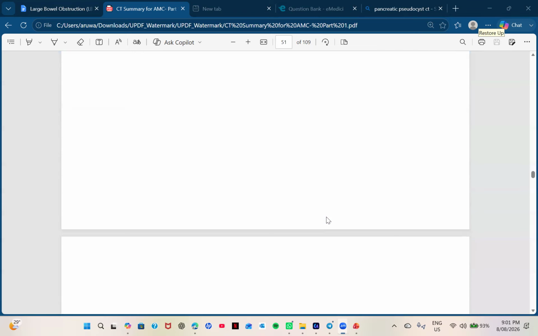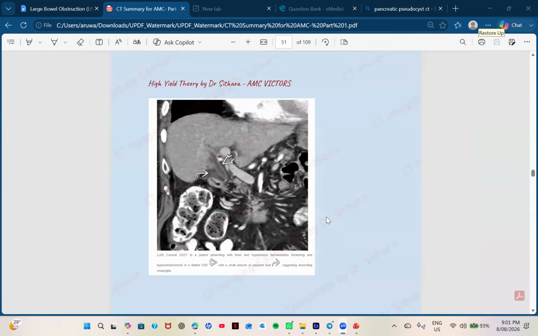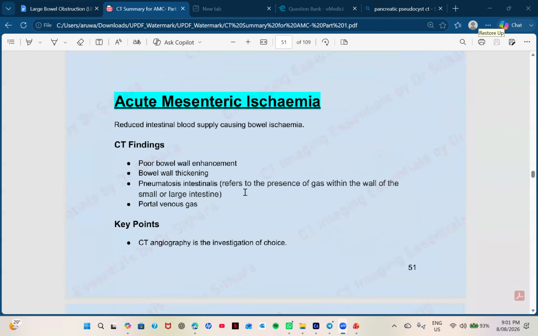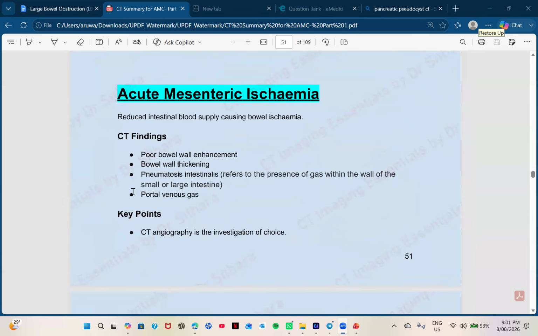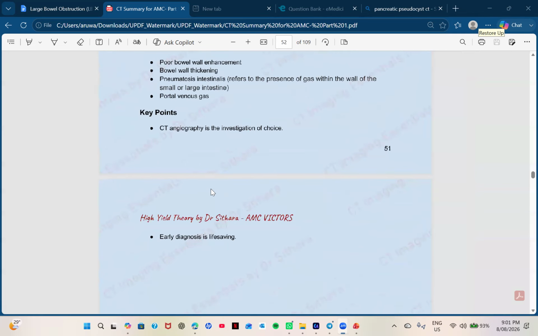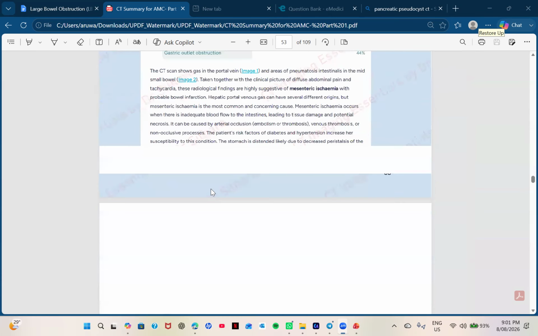So here, what are the features that you can see? I think there are 3 to 5 questions in the e-medicine. Do it, okay? Poor bowel wall enhancement, bowel wall thickening, pneumatosis intestinalis, portal venous gas. These are the things that you can see. And here the CT is the investigation of choice.